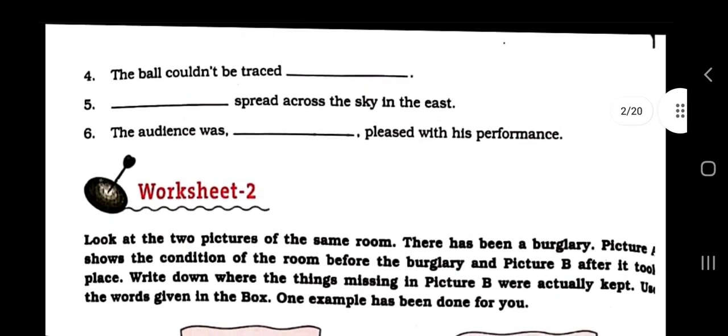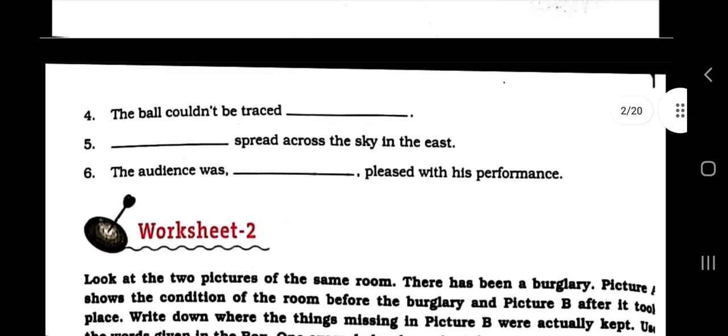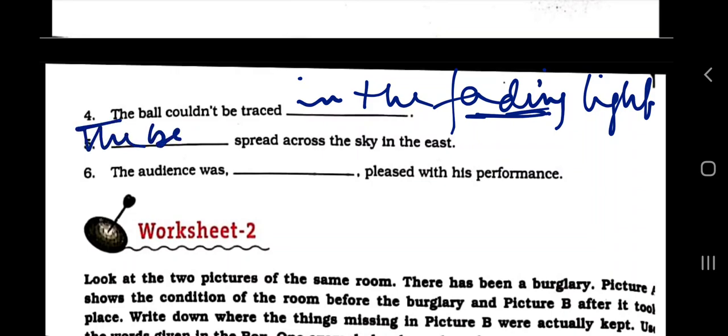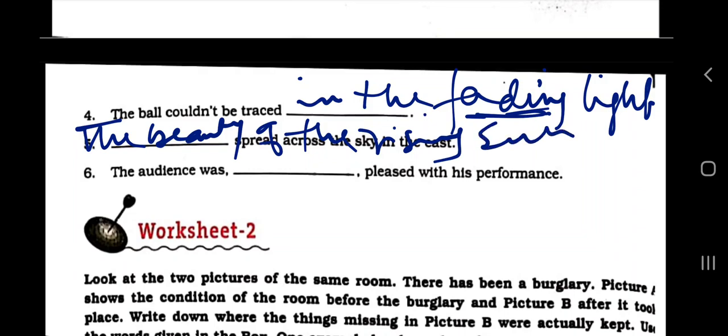Let's move to the next part. The ball couldn't be traced in the fading light. Fading light means light that is fading away. The beauty of the rising sun, here write down, take the help from the help box. See the spelling, check the spelling from the box. The beauty of the rising sun spread across the sky in the east.